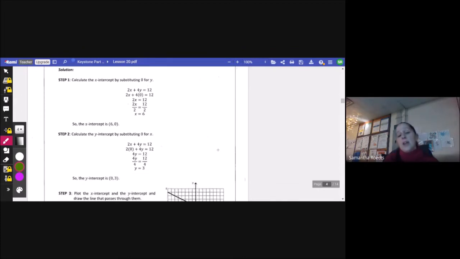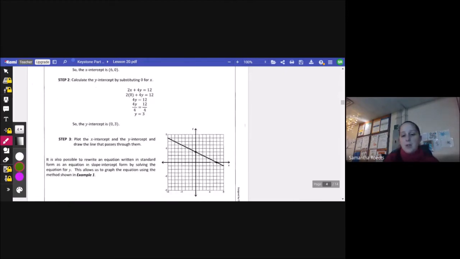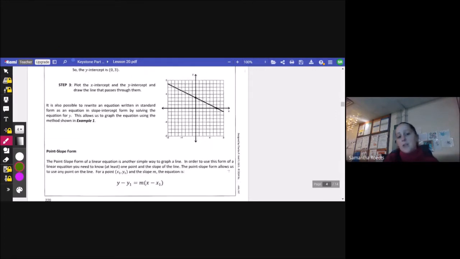Then I calculate the y-intercept by substituting 0 in for x, which gives me y equals 3. So the y-intercept is (0, 3). I then plot those 2 points and then draw a line. It's also possible to rewrite an equation written in standard form as an equation in slope-intercept form by solving the equation for y. This would allow us to graph the equation just like we did in example 1.